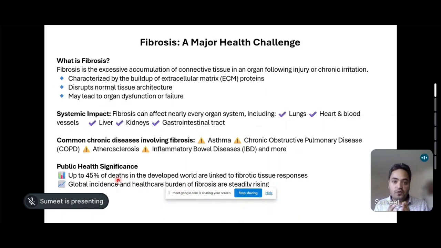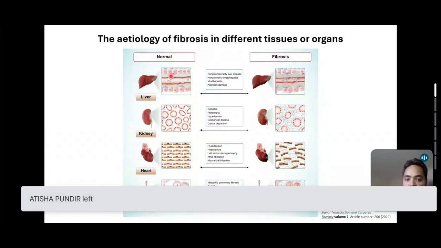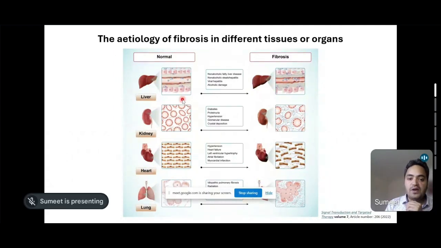And if you would like to visualize this across different organs, what you can see here in this figure is a liver tissue with a normal architecture. But when you have non-alcoholic fatty liver disease, or viral hepatitis or alcoholic damage, what you see here is a lot of deposition of extracellular matrix. So these are a lot of fibroblasts, myofibroblasts, which are accumulating within the tissue.